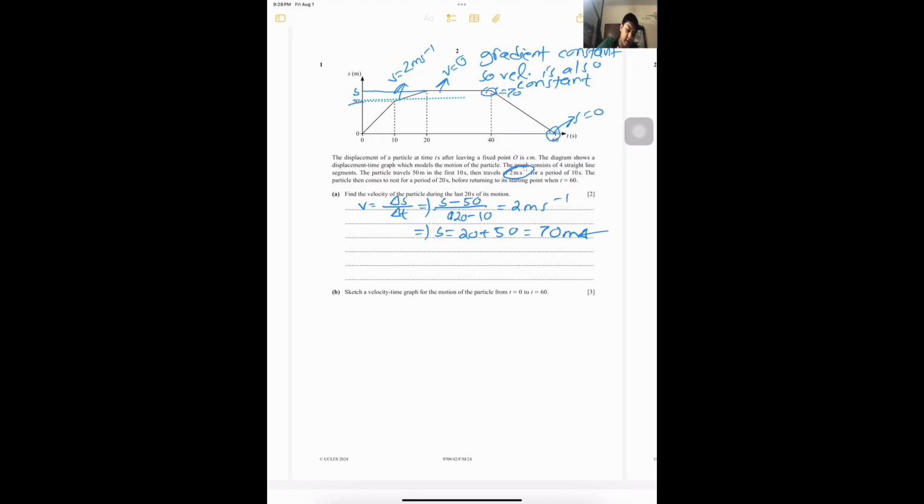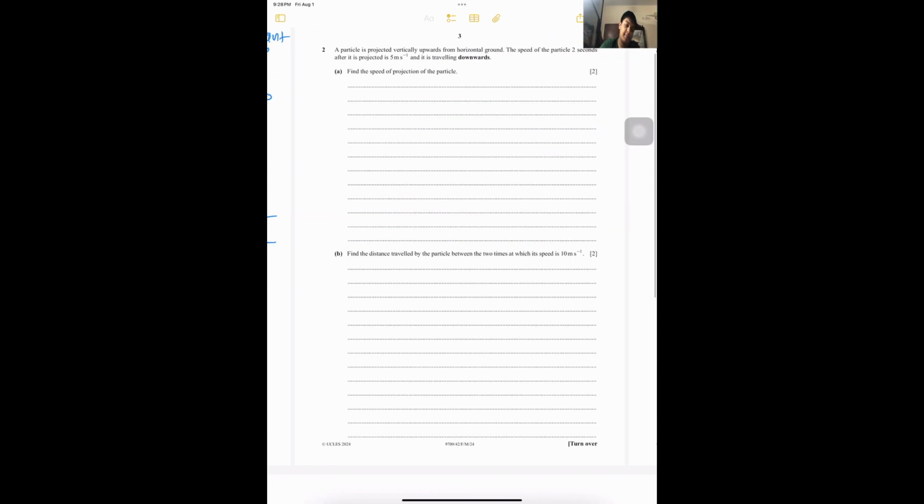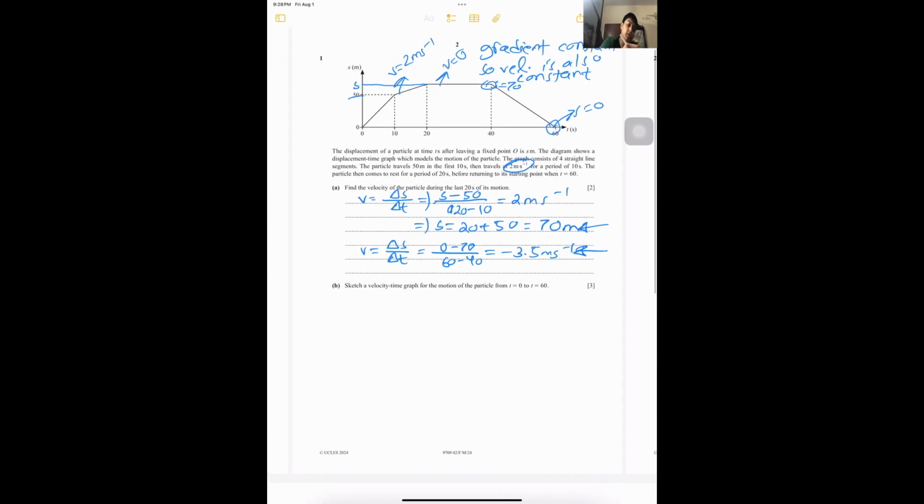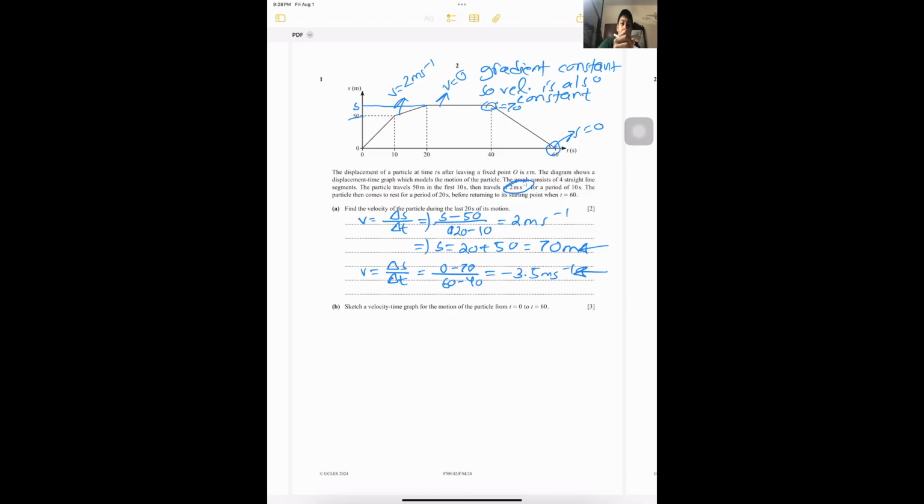So we need to find again by the same formula, velocity equals change in displacement over change in time. We get 0 final minus 70 initial, over 60 minus 40, which is minus 3.5 meters per second. You can check with your calculators, but this is the answer. The concept of gradient constant, so velocity is also constant, is mostly important for the next part where we have to sketch the velocity time graph.